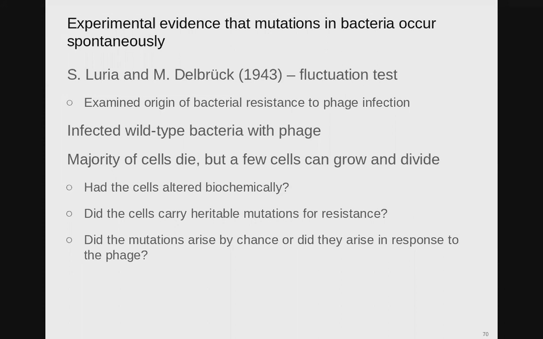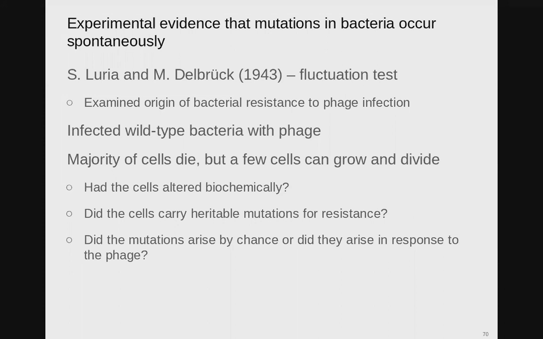And they examined the origin of bacterial resistance to phage infection. Because, remember, viruses attack surface proteins. If a mutation changes the structure of the protein, the virus might not be able to recognize the protein. So thus you have resistance. Now, what they were doing was infecting wild-type bacteria with phages. Interestingly, though, the majority of the cells were dying, but a few actually were able to grow and divide.